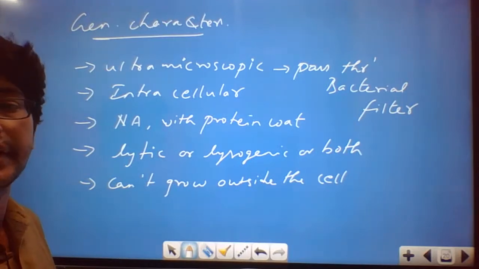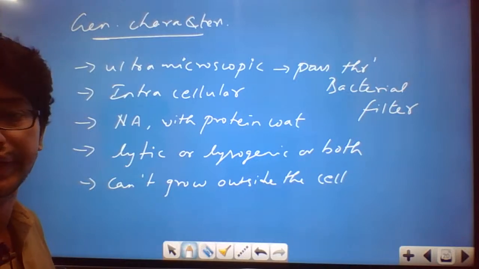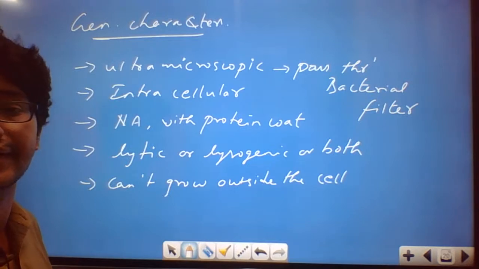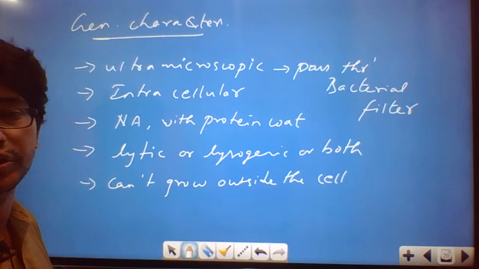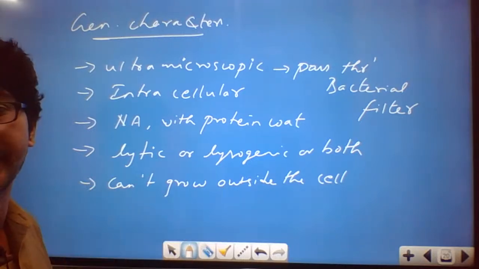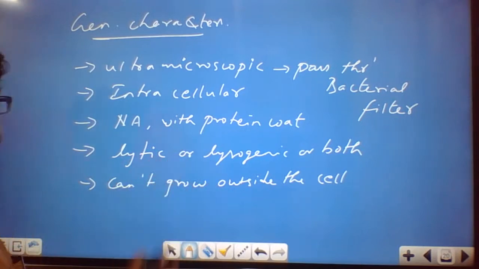Usually for the viral particles, we prefer tissue culture. We have the egg inoculation technique, right? Tissue culture, egg inoculation, and we have cell lines, selective cell lines. Only if you provide this type of culture for the growth of the virus can it grow. But these viral particles usually will not grow in an artificial medium, as in the case of bacteria and all these things. NA stands for nucleic acid.